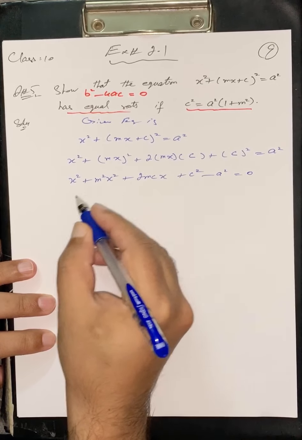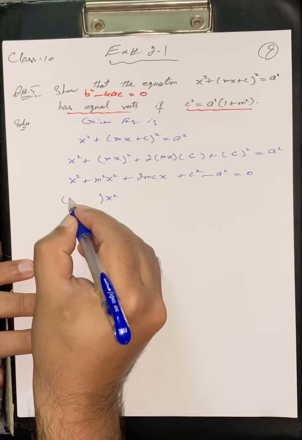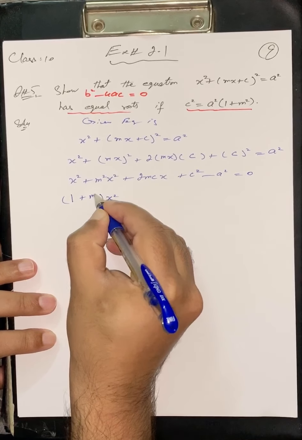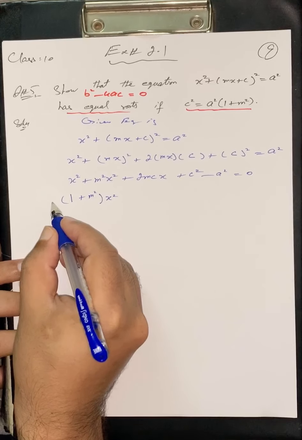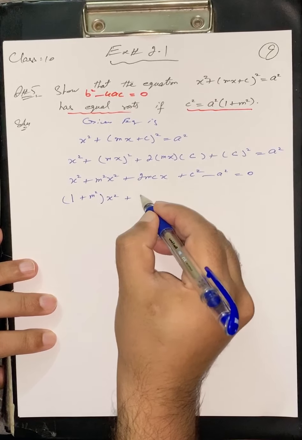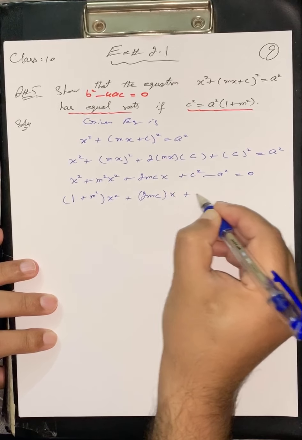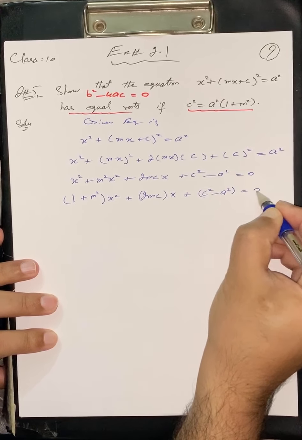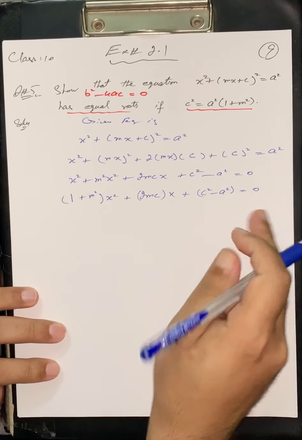Here we take x squared common. When I take x squared common, what is left behind? 1 here is the coefficient, and here m squared. Always make the coefficient of x squared, the coefficient of x. Don't write x squared first; write x squared on the right side, plus 2mc x, plus all this constant c squared minus a squared, equals 0. This is my standard form of the quadratic equation: x squared times constant equals 0.